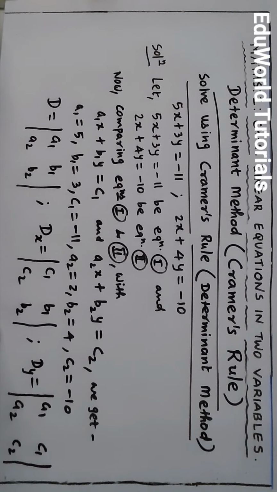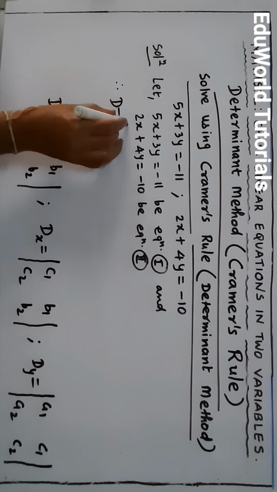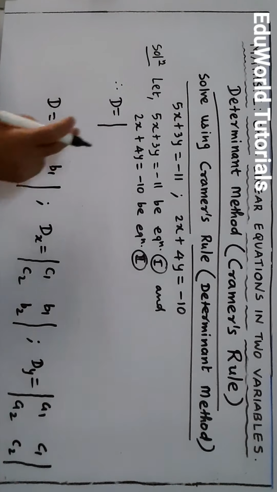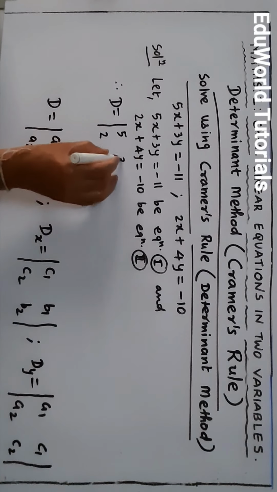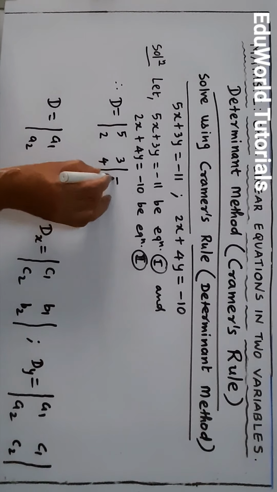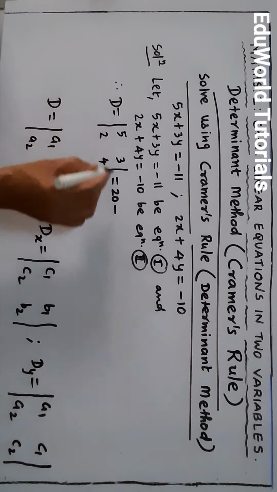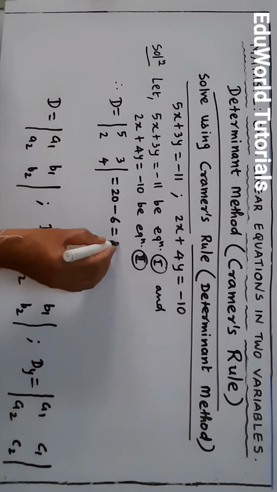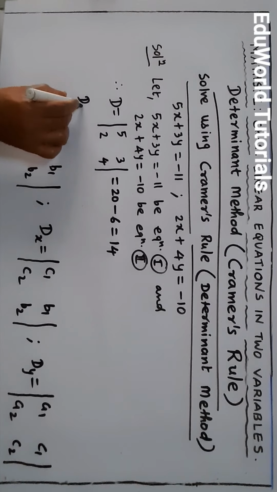After getting the three determinants, how do we solve this equation? I will now remove this so you can understand. Students, determinant D will be, as I have written here, A1, A2, B1, B2. So 5 and 2 in this column, and 3 and 4 in this column will give the determinant D. The value of this determinant will be 5 4s are 20 minus 3 2s are 6. 20 minus 6 is 14.